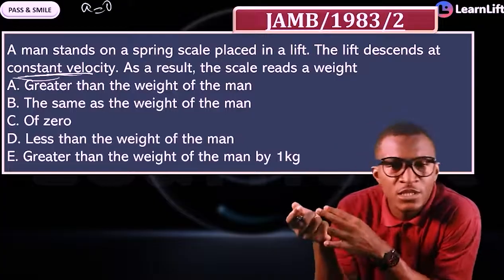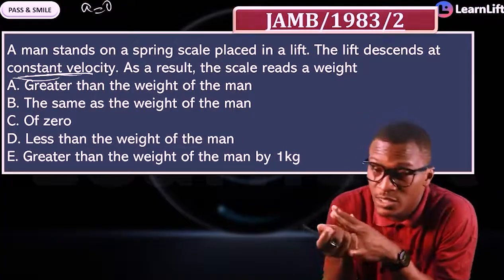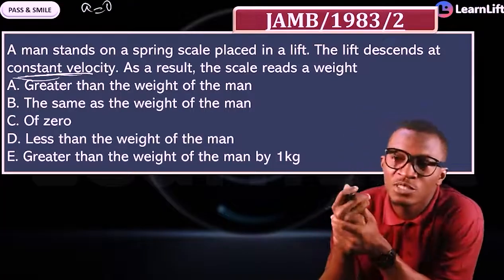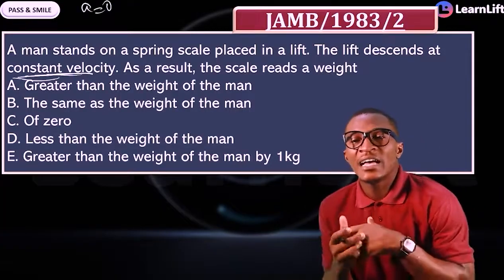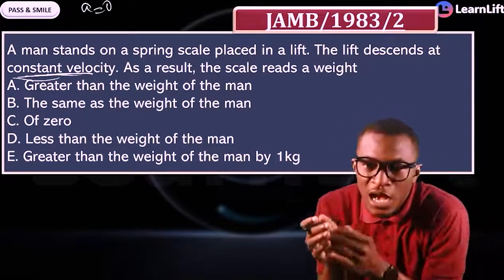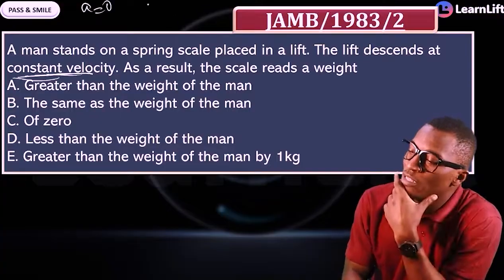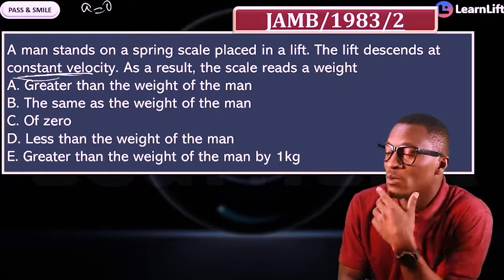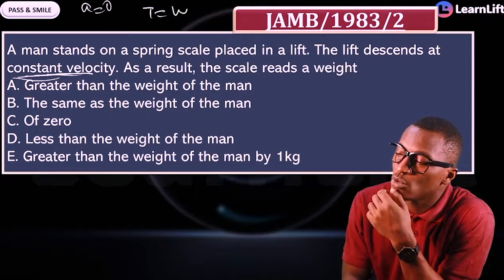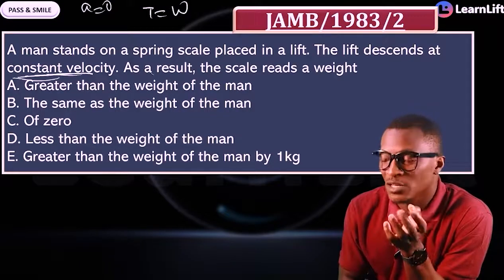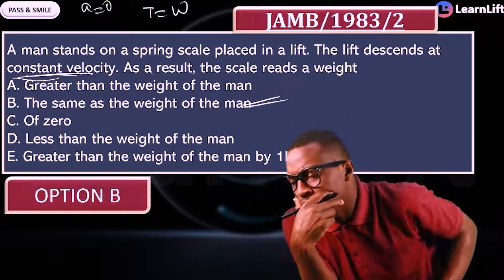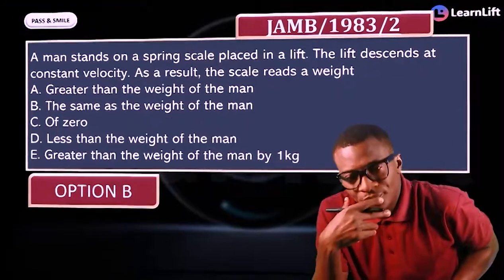If it's at constant velocity, that means acceleration is equal to 0. And if acceleration is equal to 0, what does that tell you? It means that the lift is neither accelerating nor what? Decelerating. That means the man is effectively stationary. And we said that when it is stationary, the upward force is equal to the what? Downward force. That means T is equal to W. So what will the spring balance show? It will show the same weight as that of the man, making it option B. Did you get it?